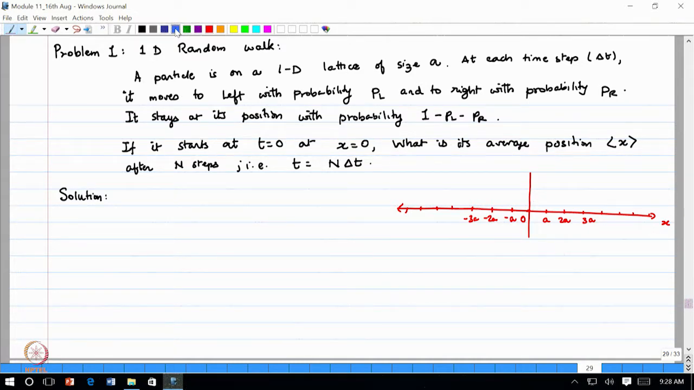So what your particle does is it sits on one of the sites at time 0. Then it hops: it goes to the right with probability PR, to the left with probability PL. For now let me set the probability that it stays in its position, 1 minus PR minus PL, to 0. So every step it either moves to the left or to the right, and obviously PL plus PR equals 1, but they need not be equal to each other. Now, what is its average position x after n steps, that is t equal to n delta t?